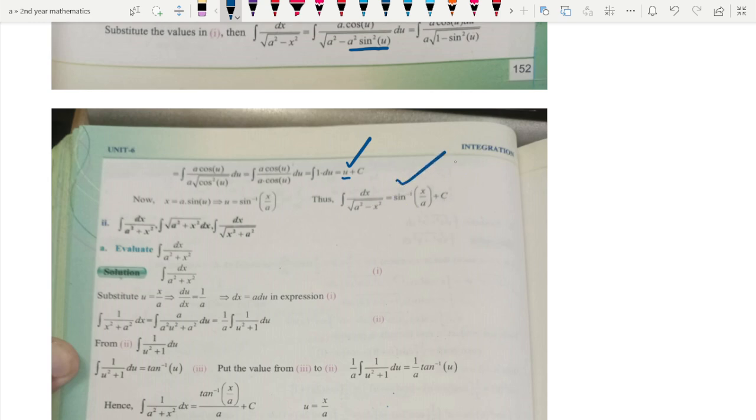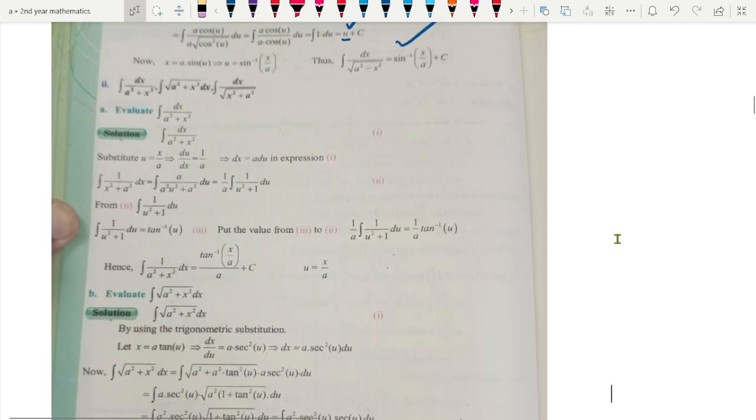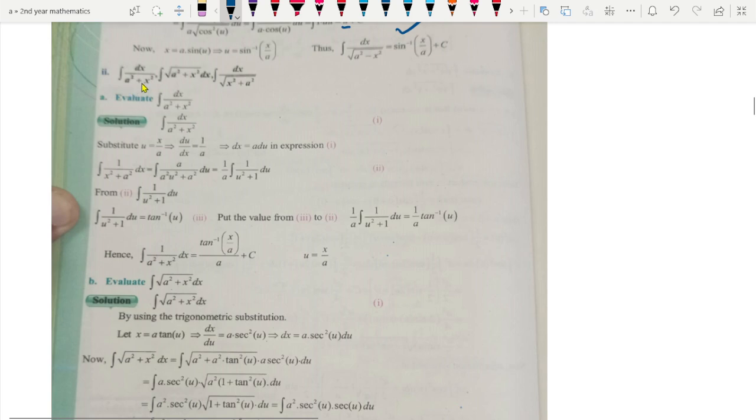Now when you have situations like this one, what should you do? When you have a situation of square root of a square plus x square, or square root of x square plus a square, now what should you do? Integral of a square plus x square, simply let u is equal to x divided by a.